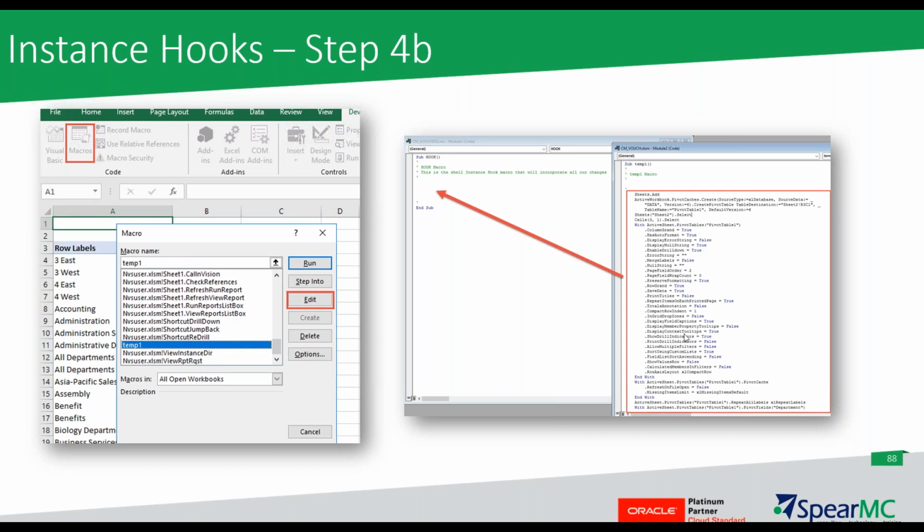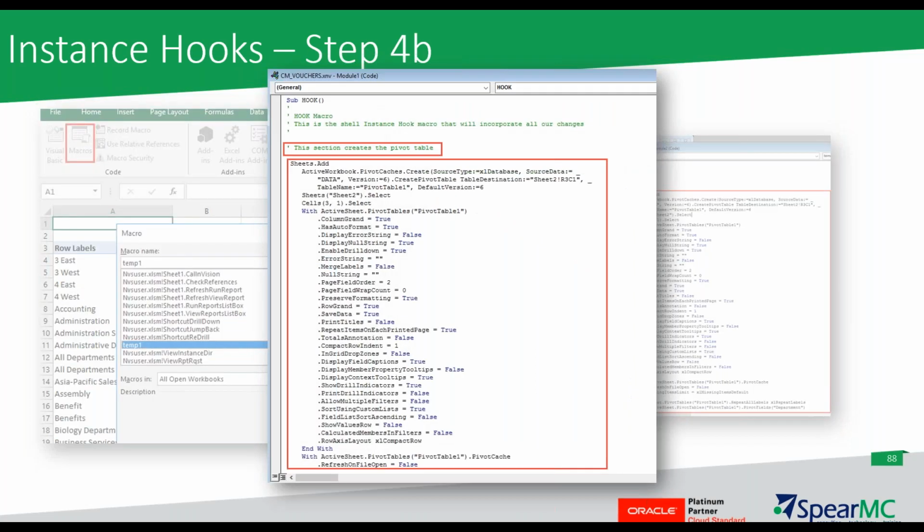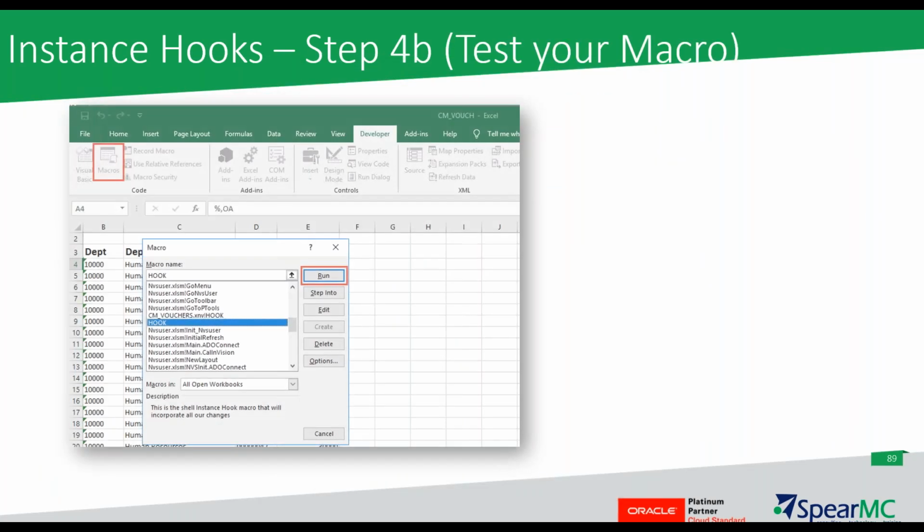So here I'm in the instance, cmvouch.xlsm. And I'm going to take that, I'm going to put it back into my NVS instance hook, okay? So I've copied it over. I've created a little thing there. It says this section creates the pivot table. And of course, if I want to append to this later on and do some formatting or whatever, I'll just keep creating little sections with the different code, okay? So now we're going to test it.